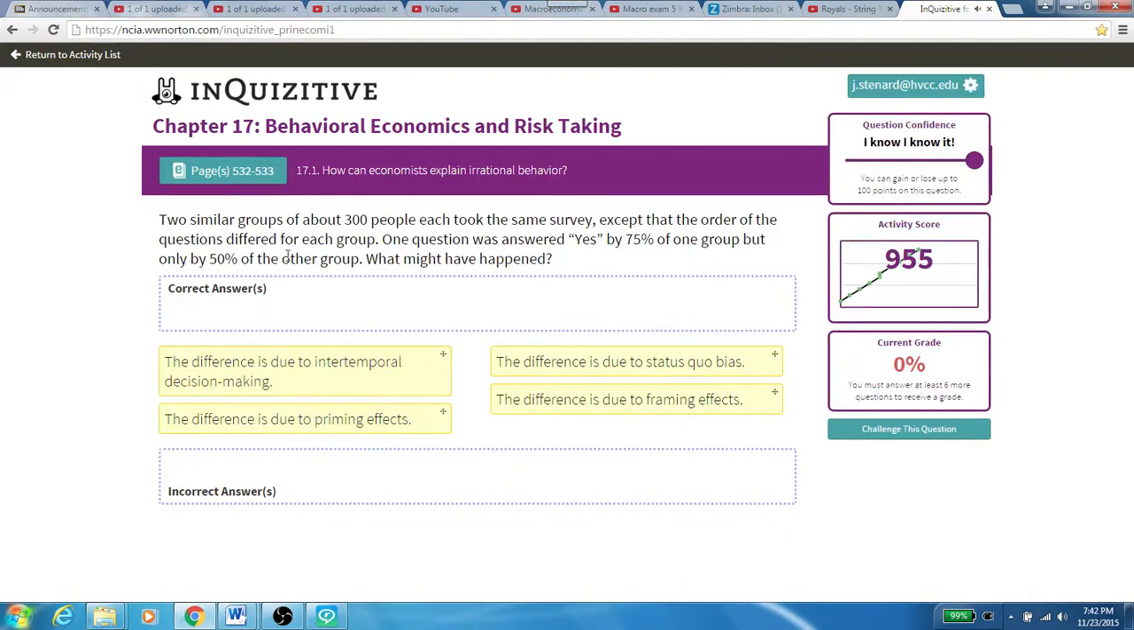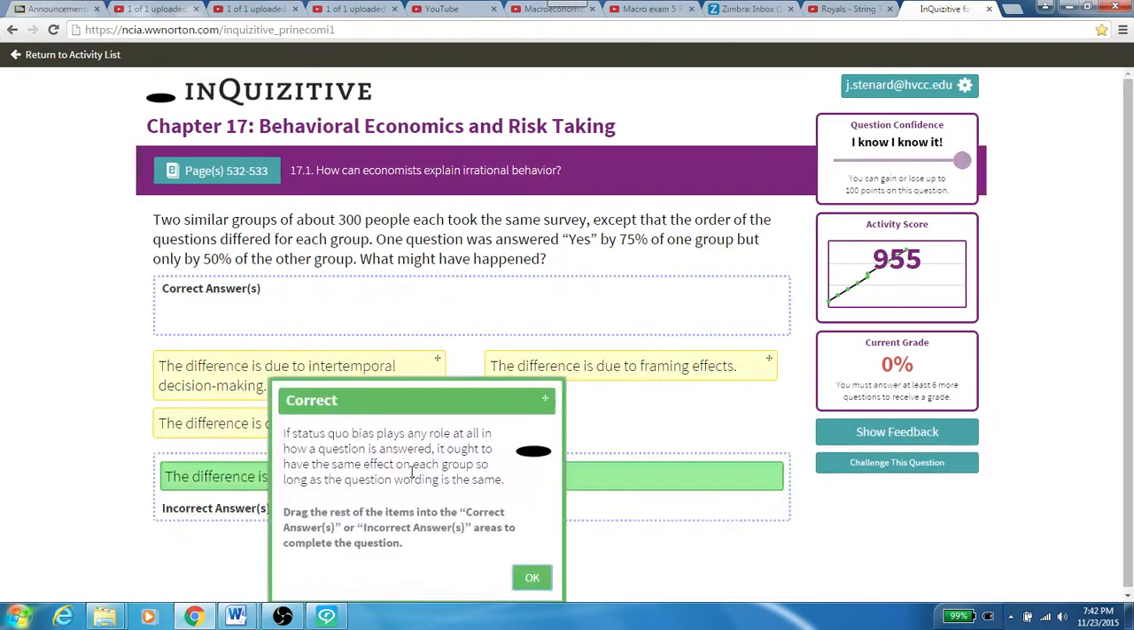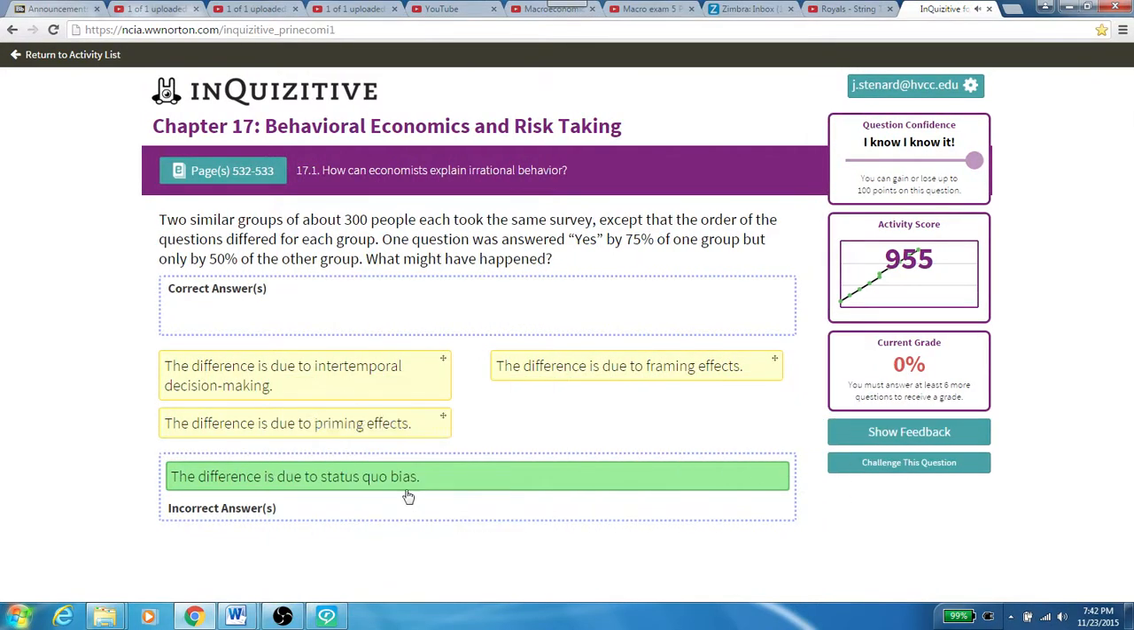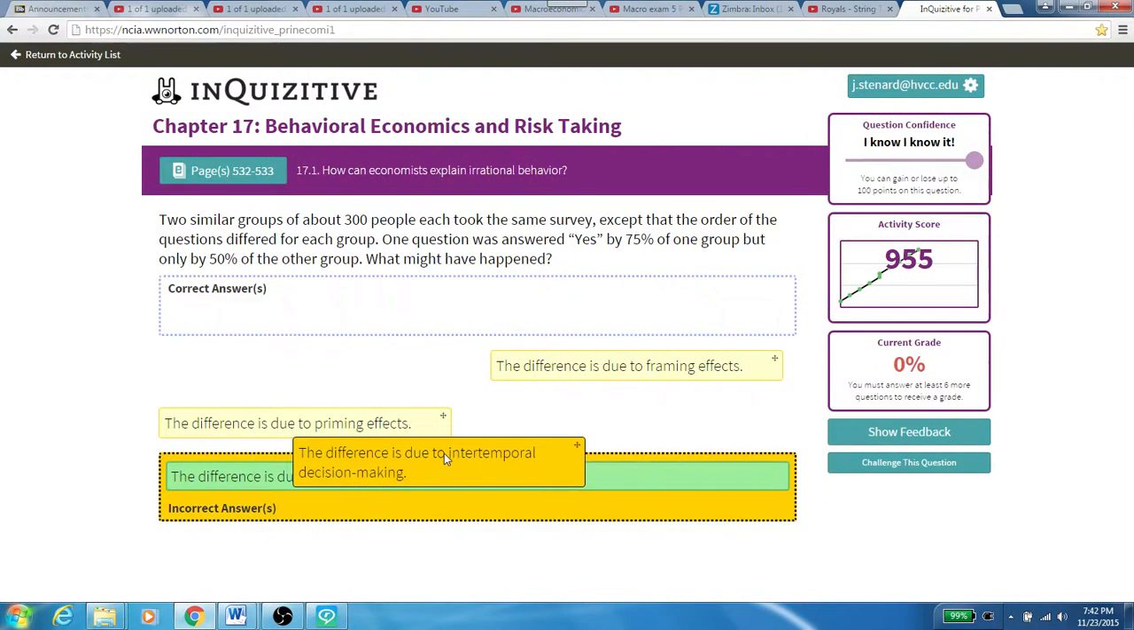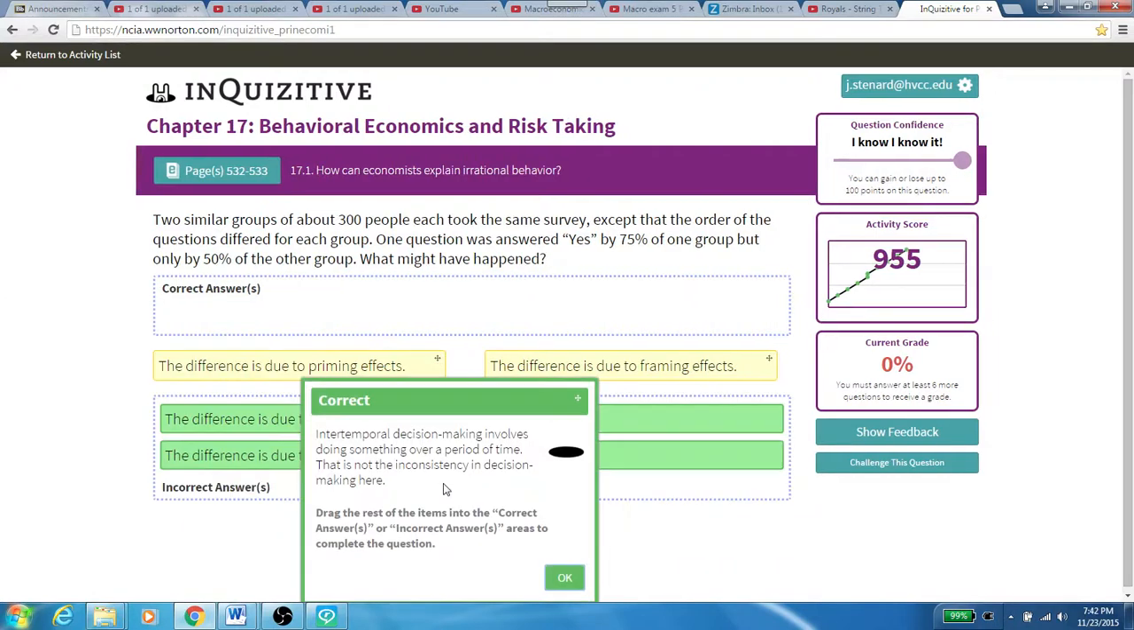Let's go in here. Two similar groups of about 300 people each took the same survey, except that the order of the questions differed for each group. One question was answered yes by 75% of one group, but only 50% by the other group. What might have happened? All right, so this is a good example of what we were just looking at, right? Is the difference due to status quo bias? No. Is the difference due to intertemporal decision-making? No reason to believe so.